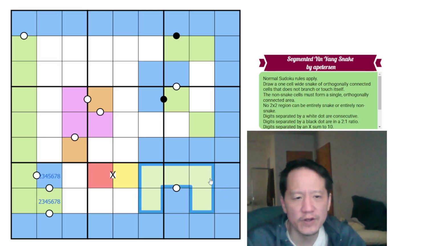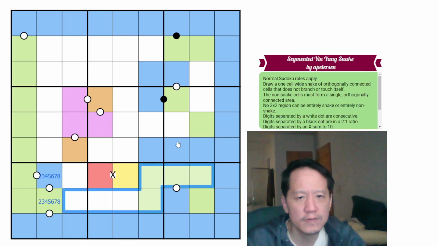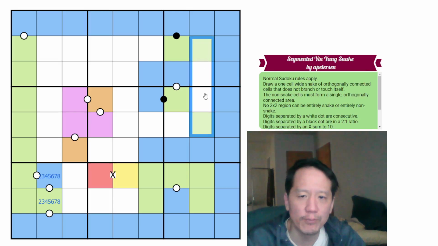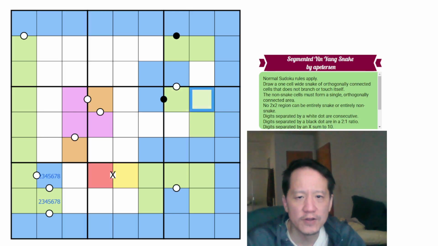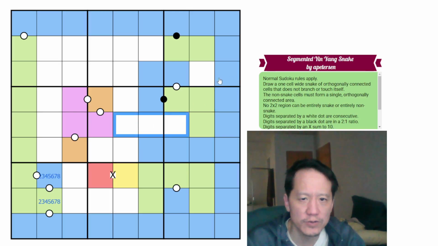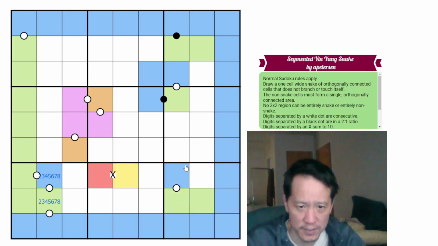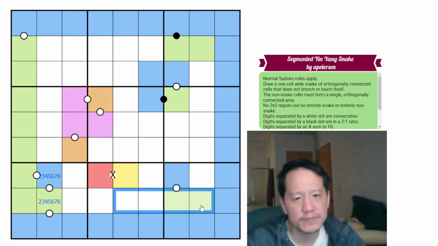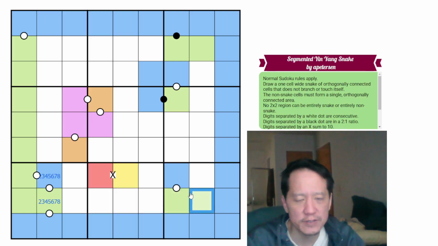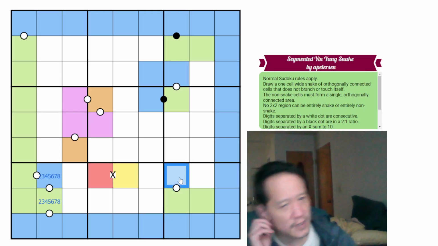Right. The snake can't be wholly just branching. Well, it can't branch, essentially. So then this 2x2 area, how does that work? If it goes this way, it can't connect this way, so it has to connect here, but then this branches. If it connects this way, similarly, it can't go this way, but then this branches here if it goes this way. So either way, that doesn't work. So this can never be non-snake. This has to be snake, which means this is not snake. I don't know anything else about this, though. So this is non-snake.